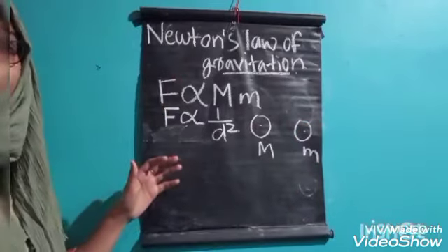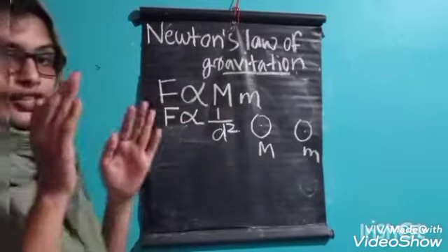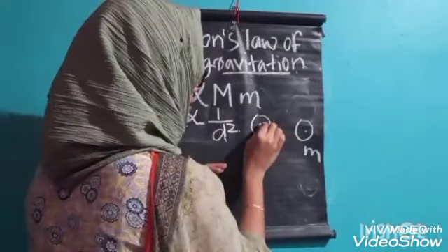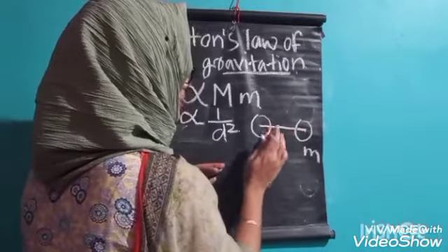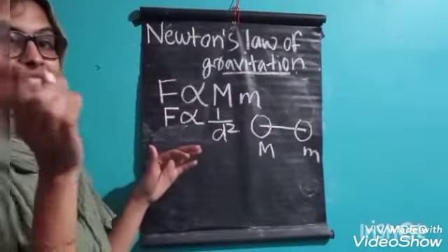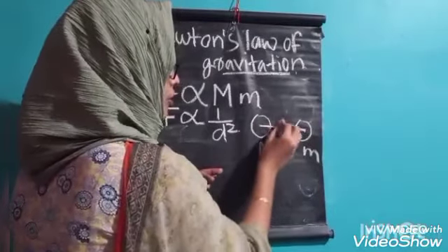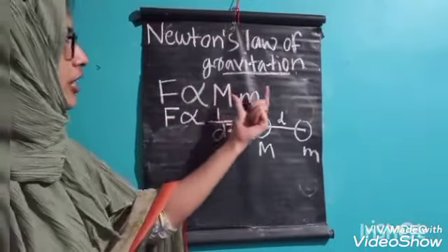The distance should be taken from the center of the object, that is this one. This is not the distance of two objects. The distance of objects should be taken from the center of these two objects. This is D. Okay, so F is proportional to M into M.